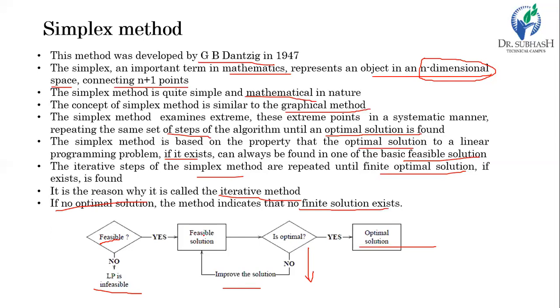And after modification, again check whether it is feasible or not. And after feasibility, check whether it is optimal or not. If it is optimal, then the optimal solution is achieved. And if it is not optimal, then go for improvement and do the further process. So this way, the fundamental of the simplex method works.